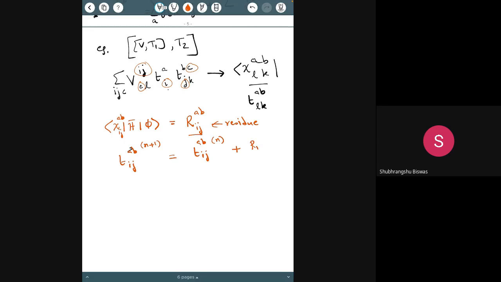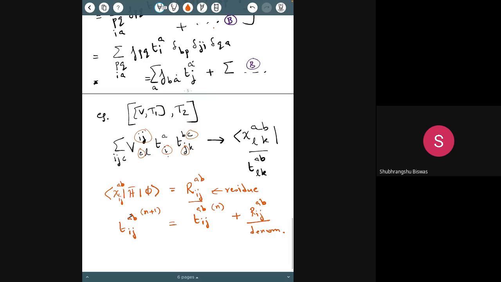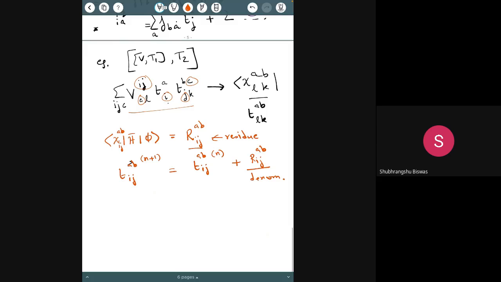Plus by some suitable denominator. Okay. So we don't need to go into the details of the denominator. So the denominator is, I can tell you in short, the diagonal part of this matrix expression, for example. Okay, let's not talk about it. It will take too much time.